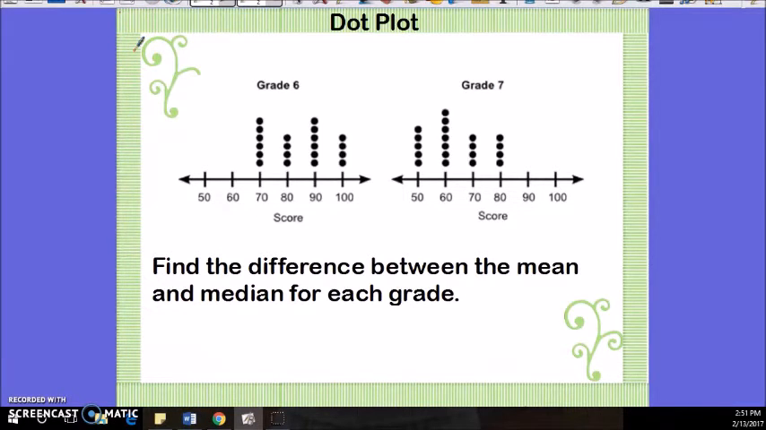Now, you are going to find the mean and the median for grade 6 and grade 7, and then you're going to find the difference between them. If we are finding the difference, what are we going to do? So on your own, do this.